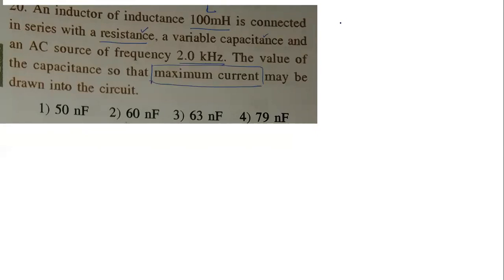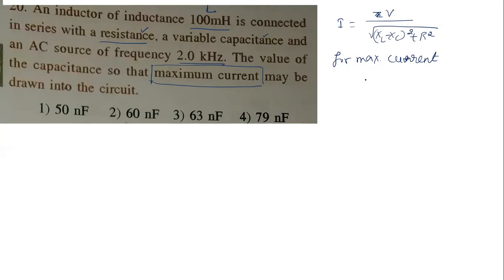Now we know the formula for current: I equal to V divided by square root of (XL minus XC) whole square plus R square. So for maximum current, the denominator must decrease. But we cannot remove any circuit element. What we can do?